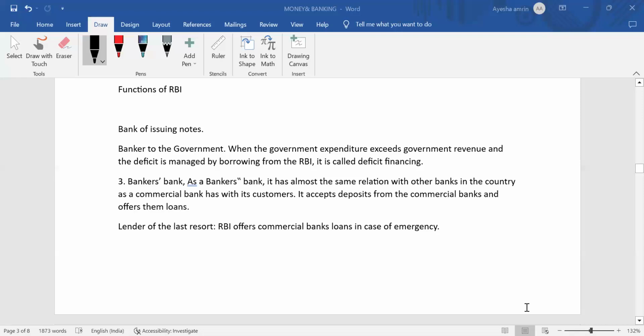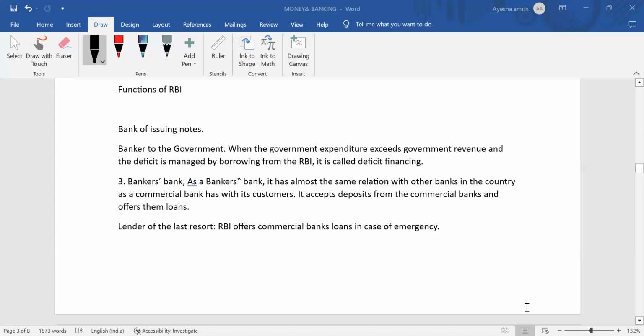Now we'll move on to the next topic in banking and money, which is banking of issue notes. I'll just open the screen. Here we are going to see the functions of RBI. What are the functions of RBI?